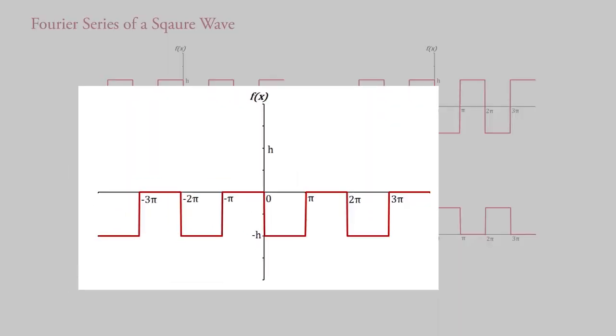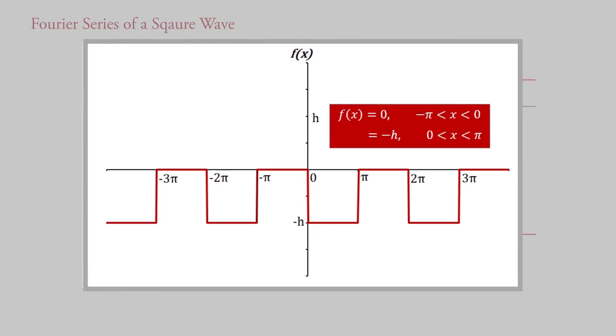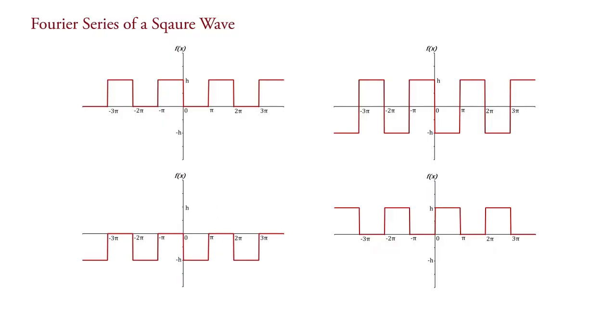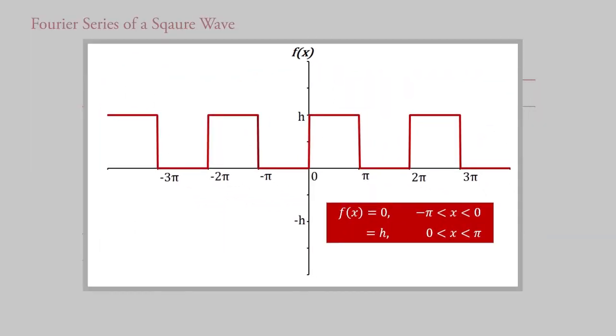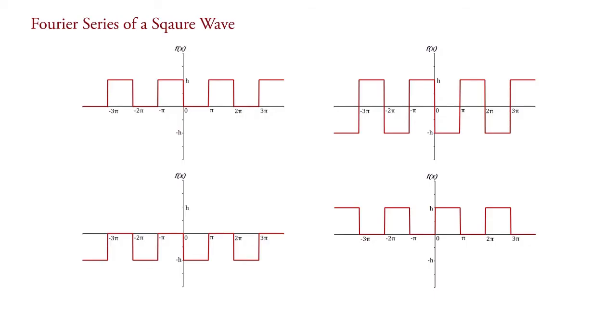Similarly, this function is defined as f(x) equal to 0 for minus pi less than x less than 0 and f(x) equal to minus h for 0 less than x less than pi. And this one is defined as f(x) equal to 0 for minus pi less than x less than 0 and f(x) equal to h for 0 less than x less than pi. So all these are the square waves. Now we will take one of these forms and obtain the Fourier series.